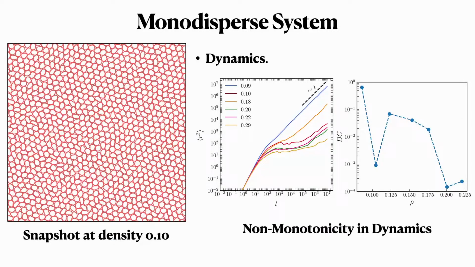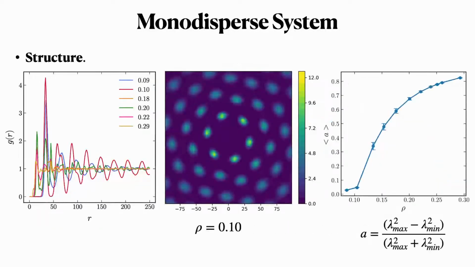The interesting thing is, if you extract the diffusion coefficient from this MSD plot, you get a non-monotonic behavior in the dynamics. What we see is that at density 0.10 there is a sharp decrease in the diffusion coefficient, and when you increase the density again, it goes up, and there is another sharp decrease in the diffusion coefficient at density 0.20.